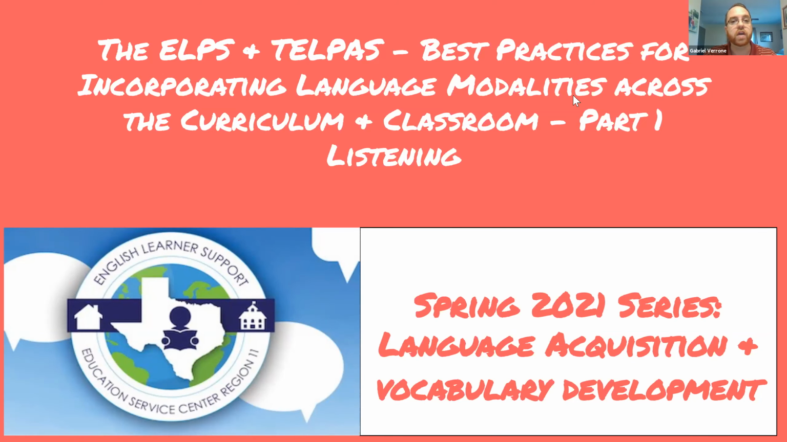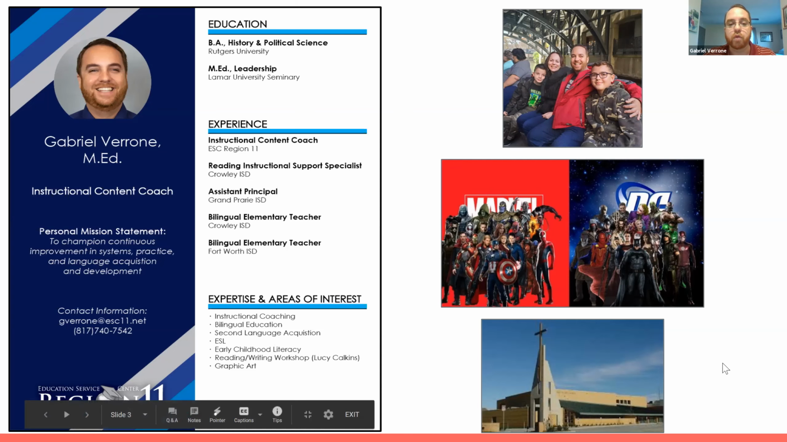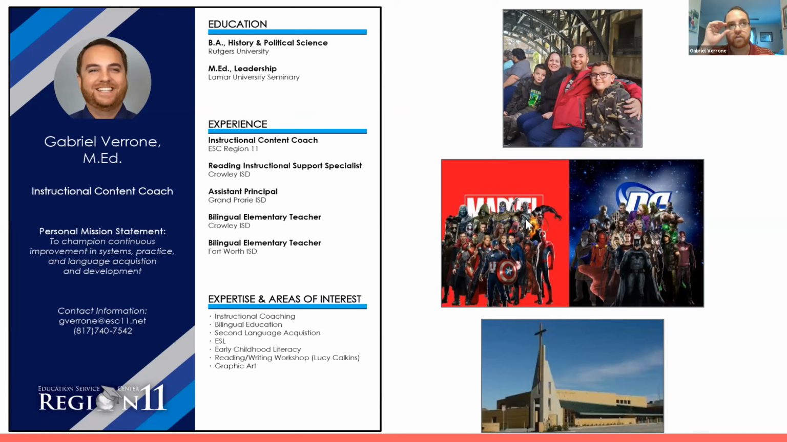All right? Okay, so for those of you who do not know me, I am Gabriel Verone. I am an instructional content coach working with the English language support team at Region 11. I've been there for almost a year and a half now. Here's my beautiful family. My wife, April, is a critical care nurse. Malachi is 13. Zachary is 8. I love me some Marvel and DC. And I'm also the part-time preteen minister at South Cliff Church in Fort Worth. I served as a bilingual teacher in elementary, as an assistant principal, as a reading coach, and I was in the classroom and altogether in public education for 15 years before coming to the service center.